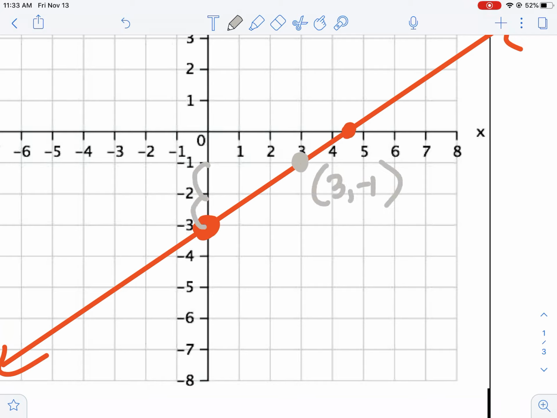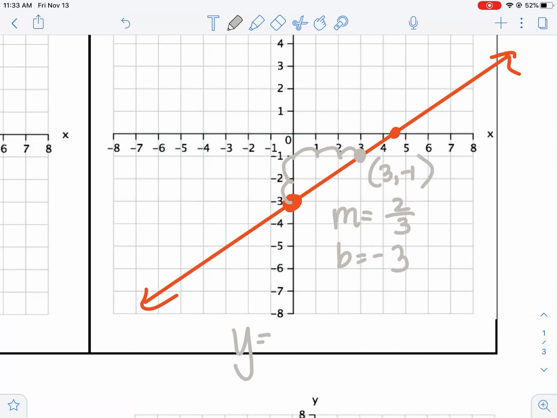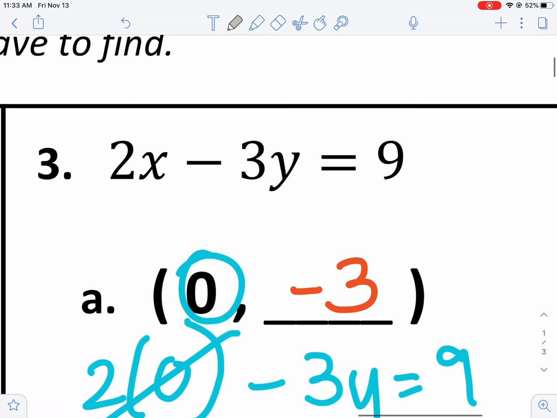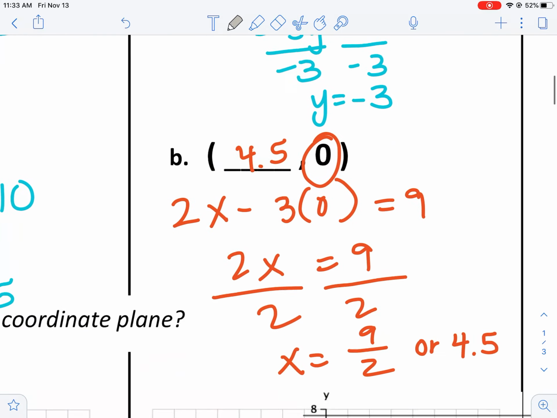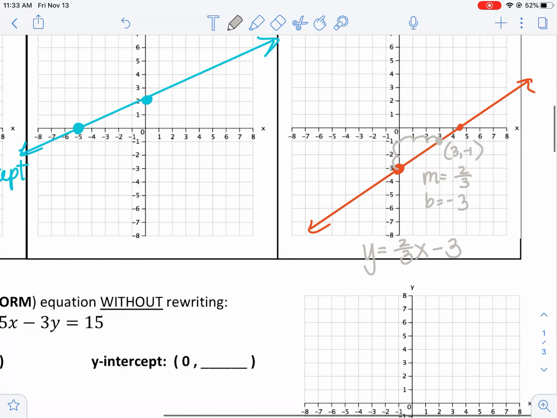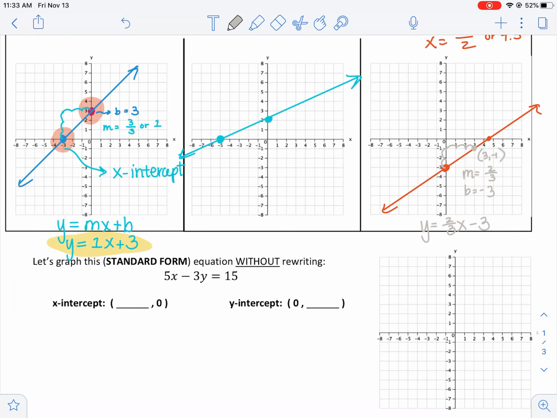That means I'm going to be rising 1, 2, running 1, 2, 3. M is 2/3. B is negative 3. We could absolutely write that y is equal to 2/3 x minus 3. Bam. We didn't have to rearrange for y. We just plugged zeros in, graphed, and look, there we have our y equals mx plus b form. All right?